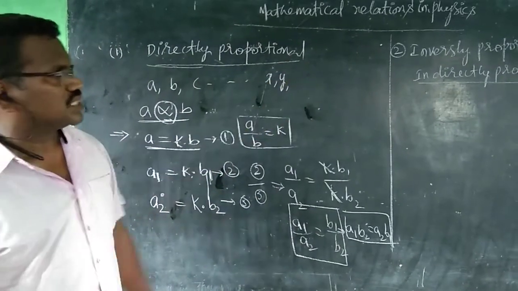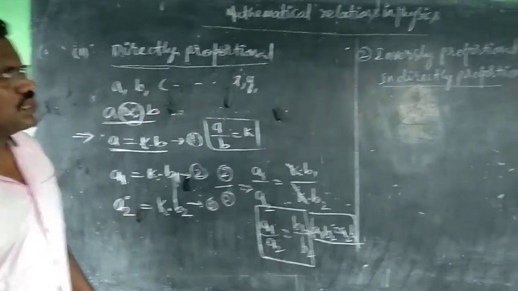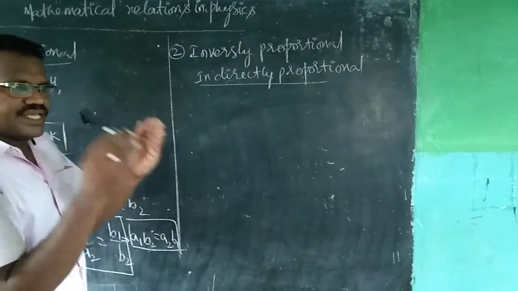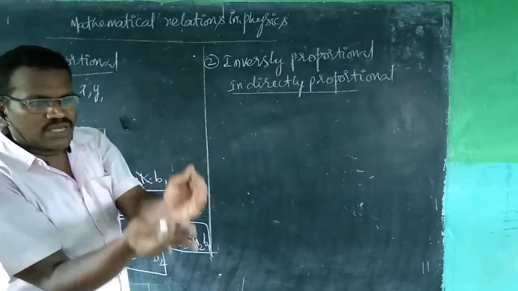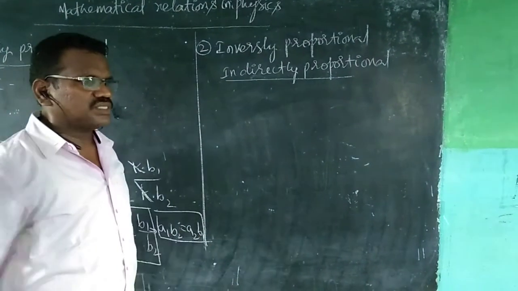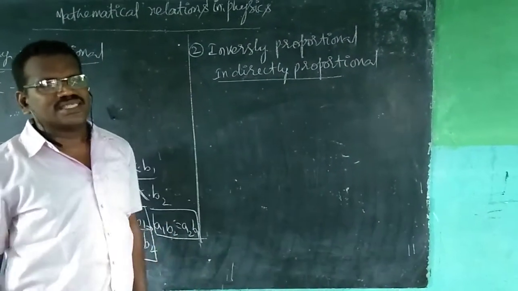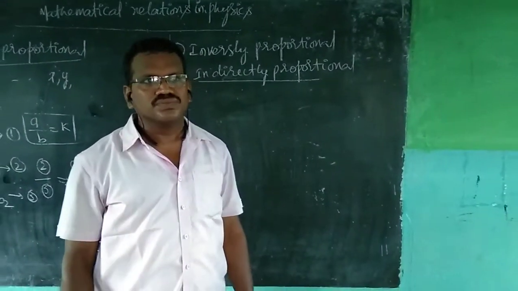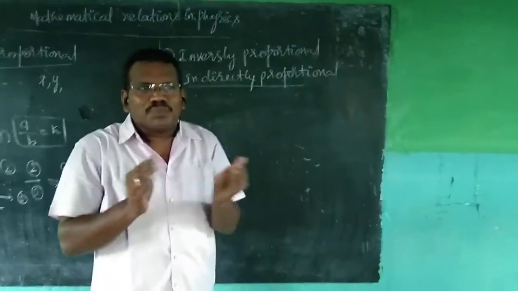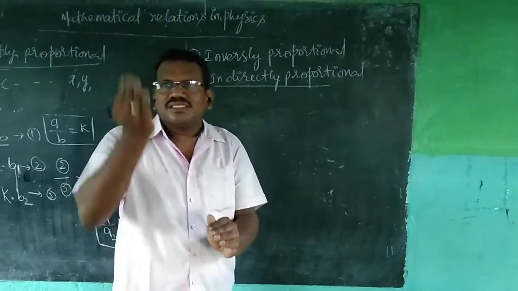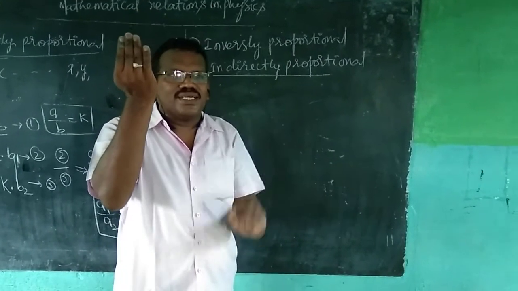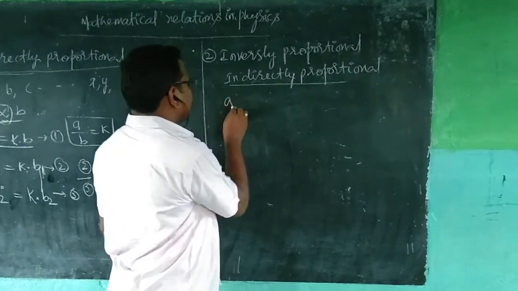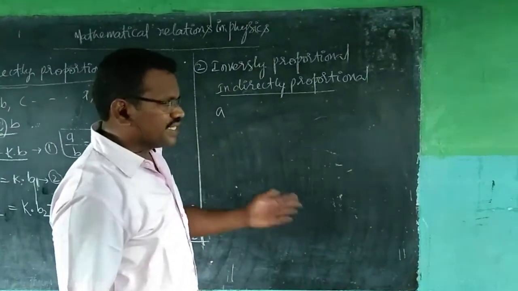Let us come to the second one, inversely proportional or indirectly proportional. If variable A increases, variable B decreases. For example, there is only one laddu for one person, but the number of persons is 2, and still only one laddu is there. Each person will get half and half. That means as the number of persons increases, the quantity of laddu decreases. Like that, if variable A increases, variable B decreases.